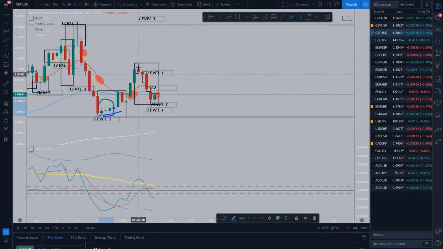You have a very nice hammer forming there as well. Then day 11, day 12, you finally get your second close below the 13. So this is 2 weeks now, right? Day 14, we now have a solid close below the 13.